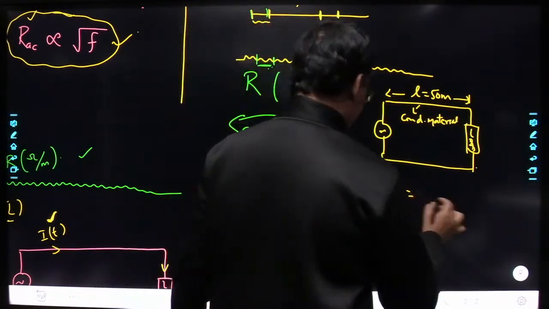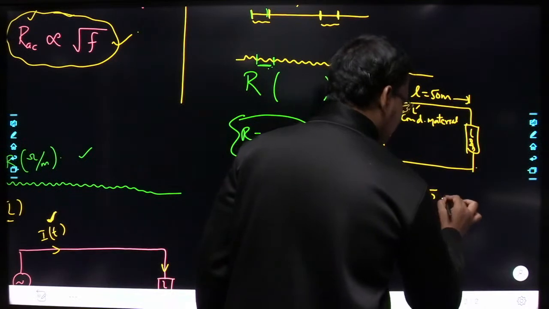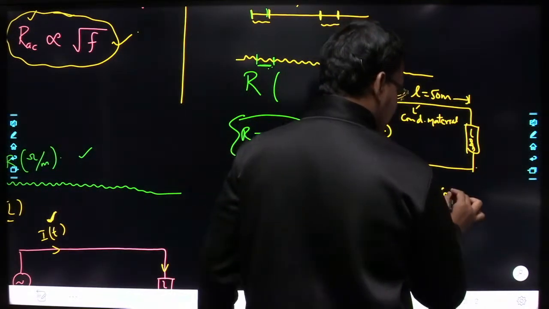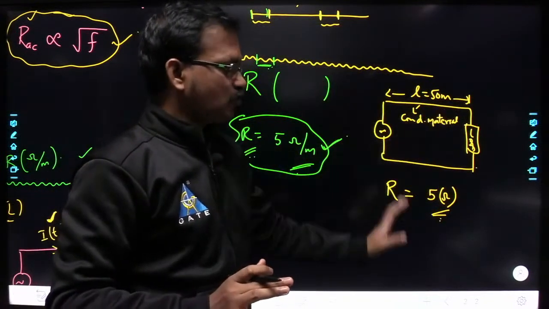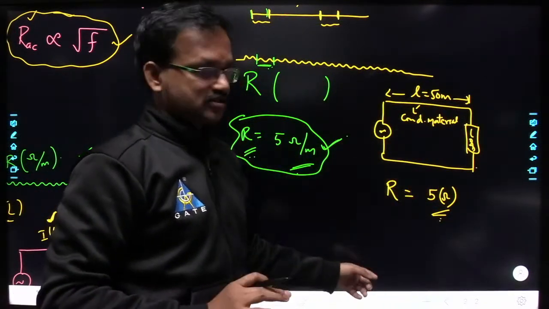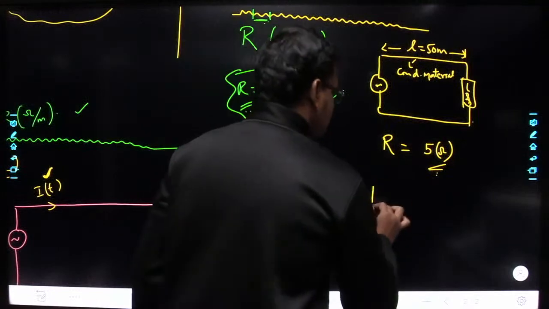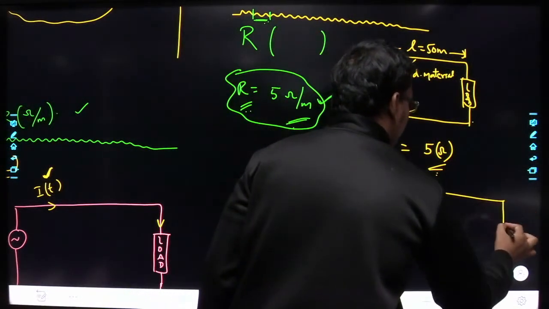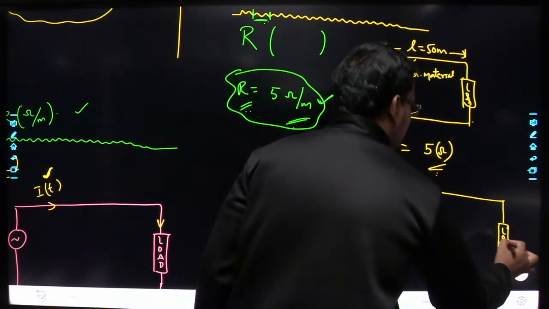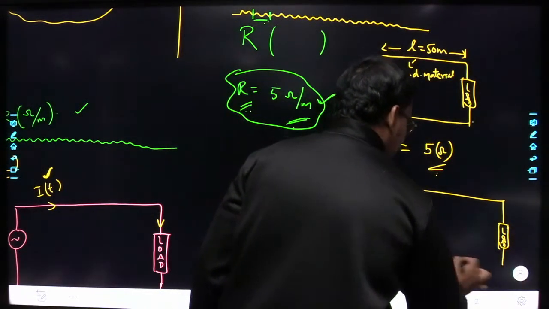if I say simply 5 ohms here, understood? Let us say I have said here 5 ohms. I have represented here 5 ohms for this conducting material, let us assume. Now, I am using the same conducting material, but now I am changing the length. Now I am changing the length of the transmission line.